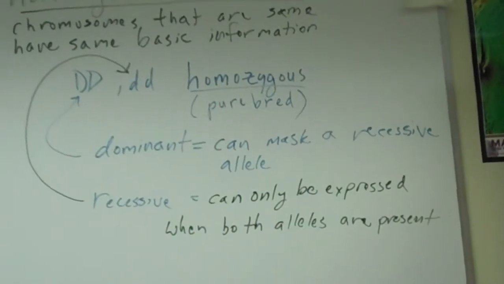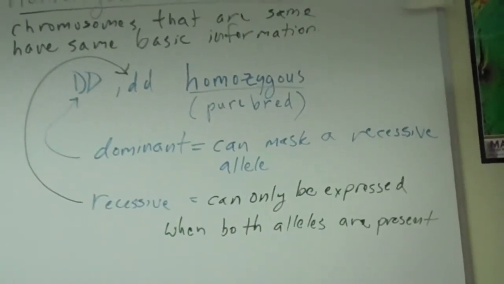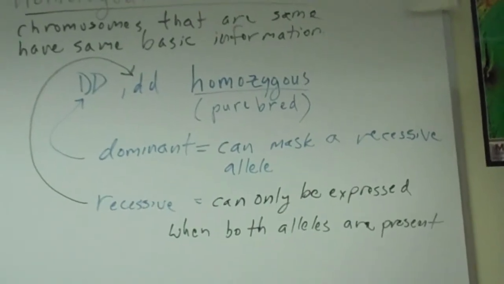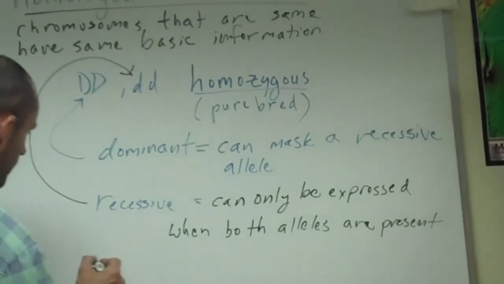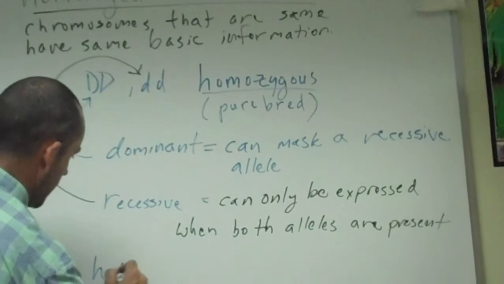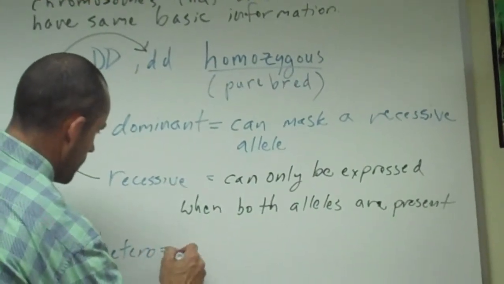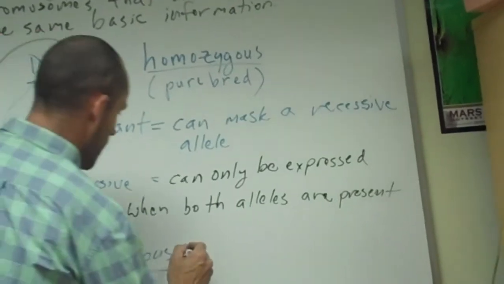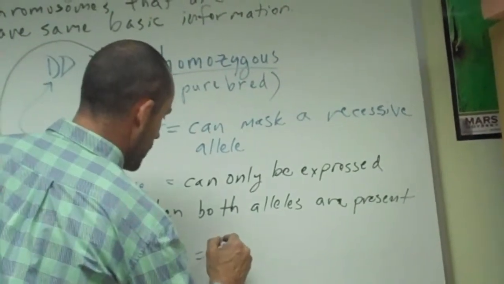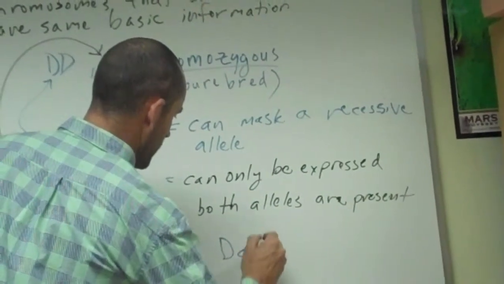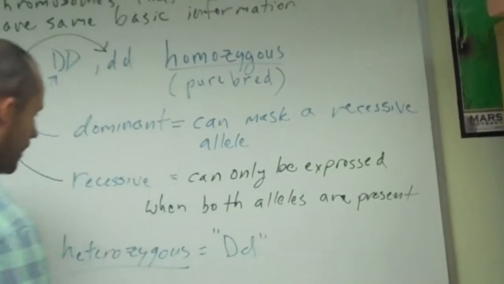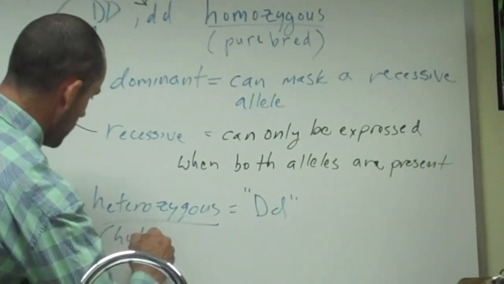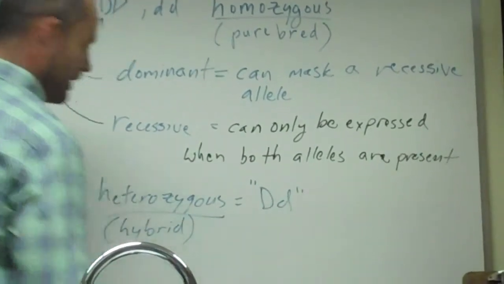Okay, so we got two different genotypes. What's the third genotype we can have? What letters would we have for the third genotype? Big D, little d. Okay, big D, little d. So there's also what they call heterozygous. Heterozygous is when you have one of each. So you have big D, little d, as an example. The other term for this one is what you call a hybrid, because you have a mix of alleles.